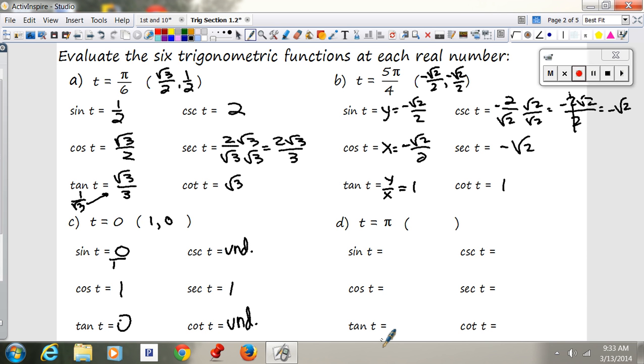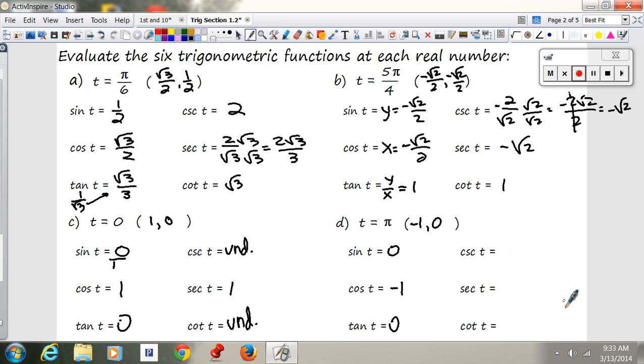Where's pi on our unit circle? At 180, what's the coordinate? Negative 1, 0. So the sine of pi, 0, is right. It's your y value. The cosine at pi, negative 1. Tangent at pi, 0 divided by negative 1 is 0.